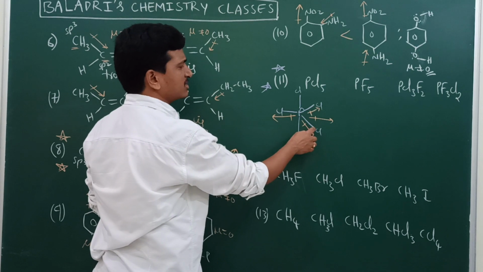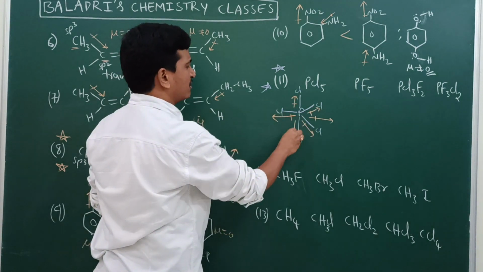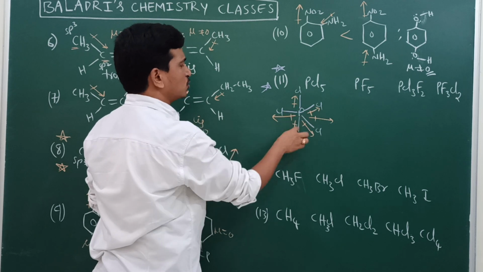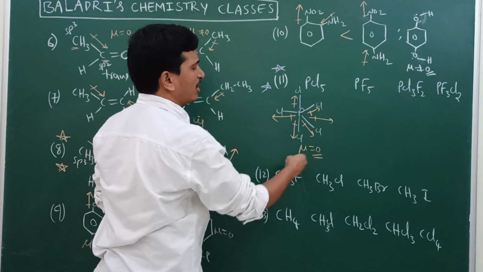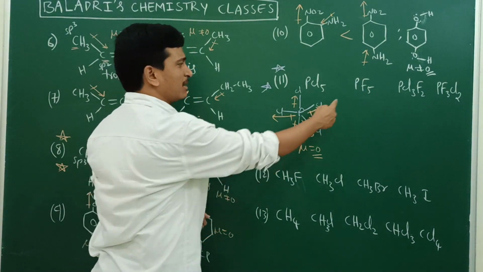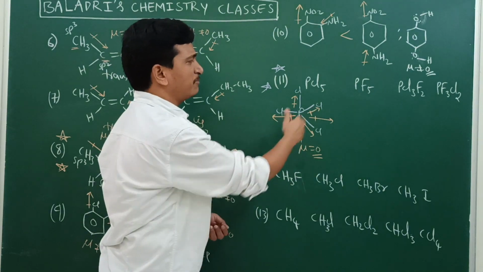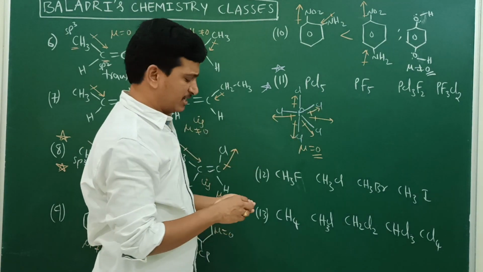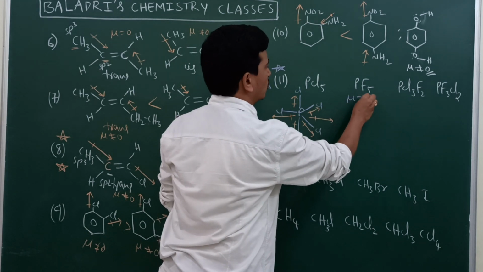Because of these 3 bonds, the resulting dipole moment becomes 0. And the axial bonds are also equal and opposite. Because of these two vectors also the dipole moment is becoming 0. The overall dipole moment of this PCl5 molecule is what? 0. Similarly, the PF5 molecule also you can take. PF5 molecule also will have the same shape. That's why the PF5 molecule also will have 0 dipole moment.